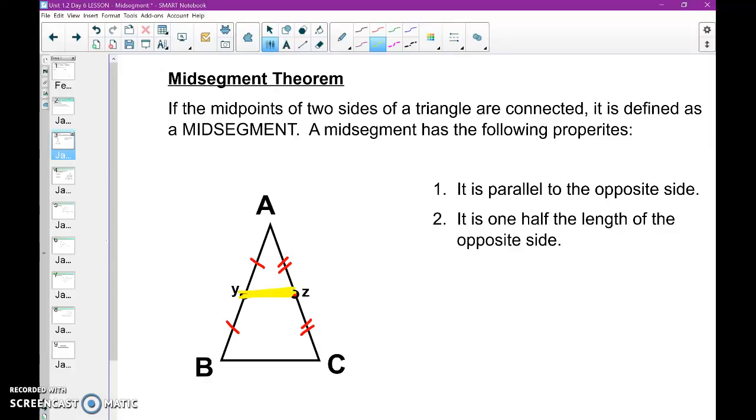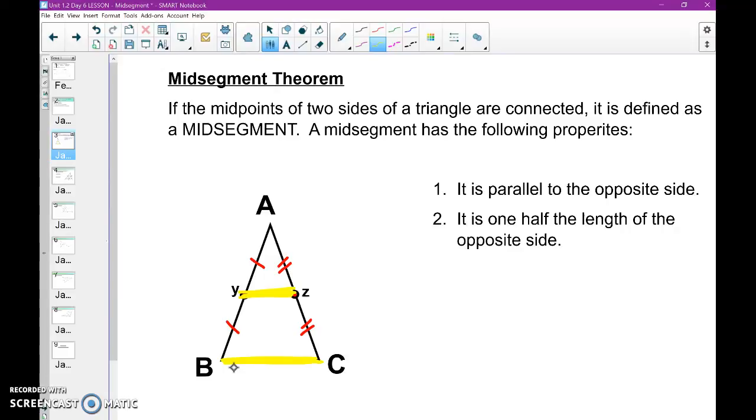Now there's a couple properties that we want to talk about real briefly. One is that the mid-segment is parallel to the opposite side. When I say opposite side, I mean opposite like this. This is a side that's opposite, and you can tell because it is the one that's parallel. It kind of looks like two rungs of a ladder almost.